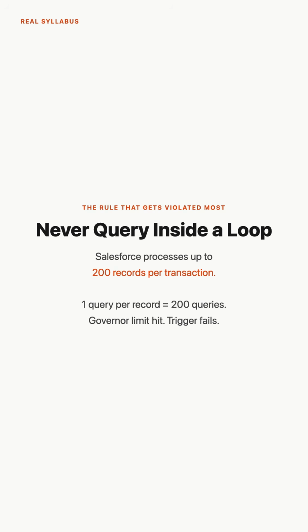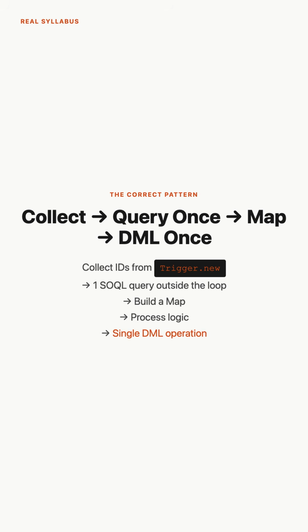The pattern: collect all the IDs you need from Trigger.new. Query outside the loop. Build a map. Process your logic using the map. Perform a single DML operation on the full list. 1 SOQL query. 1 DML. Not one per record.